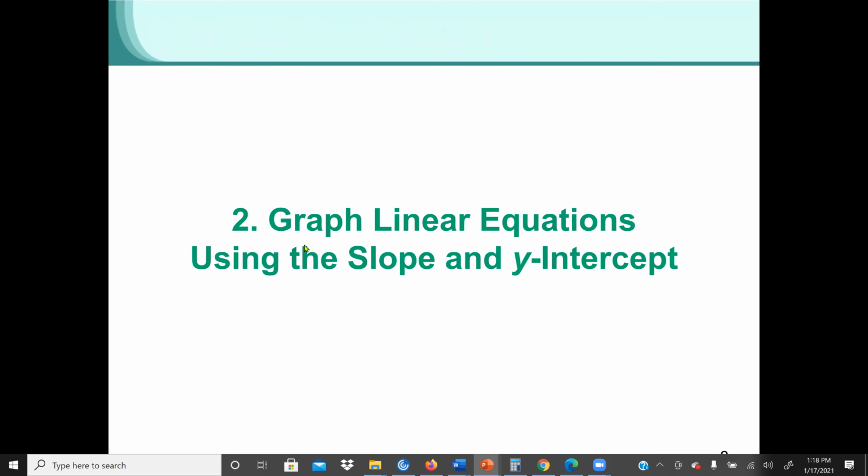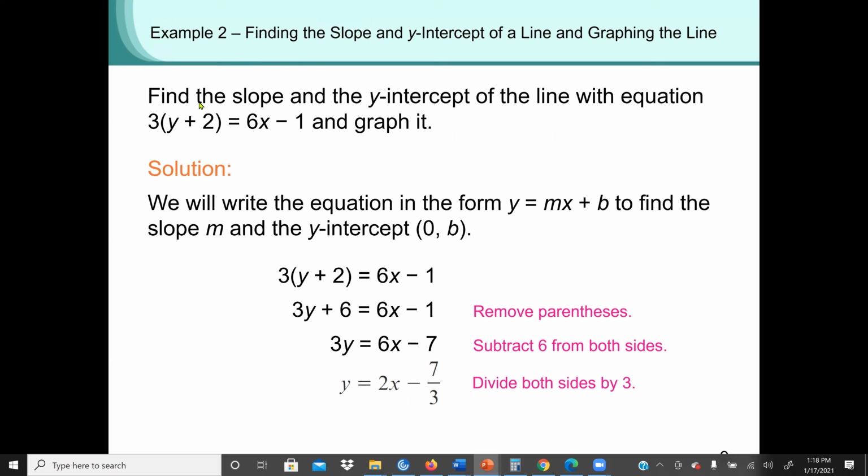So next, we're going to learn how to graph a linear equation using the slope and y-intercept. So an example is given here. Find the slope and the y-intercept of a line with the equation 3y plus 2 equal to 6x minus 1, and then graph it.